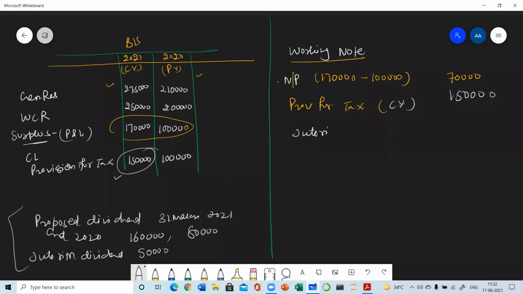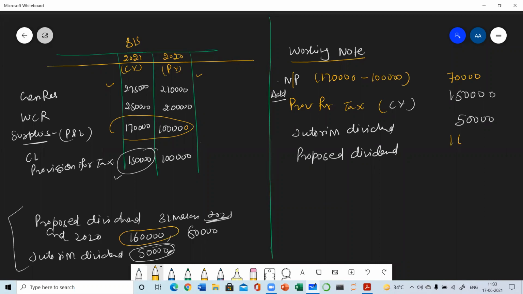Then interim dividend. It will always be given outside the balance sheet or the statement of P&L. Only one figure will be given. So you just have to pick and add it. All these will be added. Then proposed dividend. For proposed dividend, I told you which year. There are 2 proposed dividends given in the question. One is the current year and one is the previous year. This is the current year, and for this year the figure is 1,60,000. So this 1,60,000 will be added, current year.